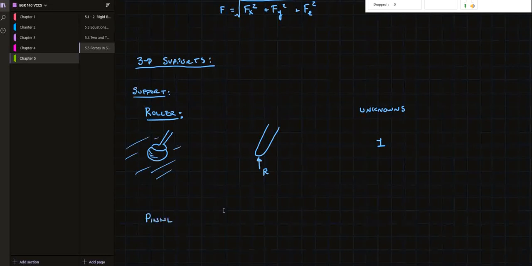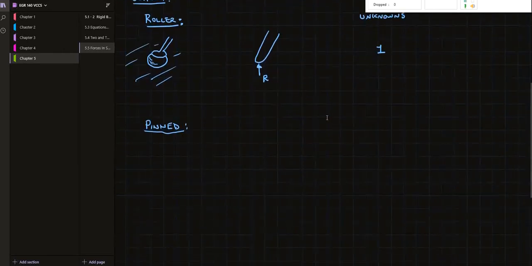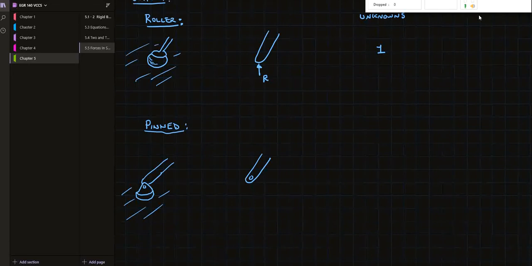Now if we have a pin bearing again in 3D, this will now be pinned to the surface, but it will be pinned not just in the X, let's call them R's, and the Y, but also in the Z direction. And this jumps up from 2 to 3 unknowns.